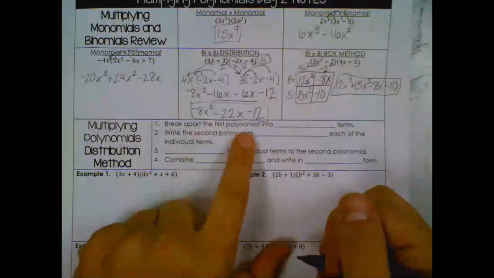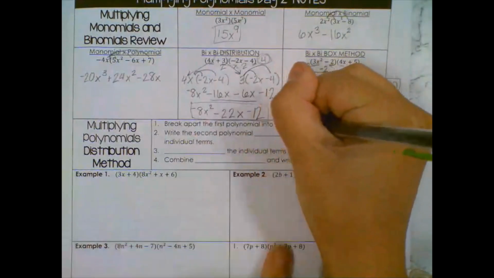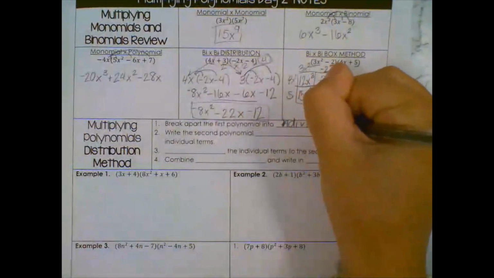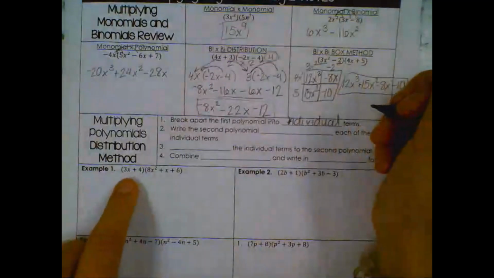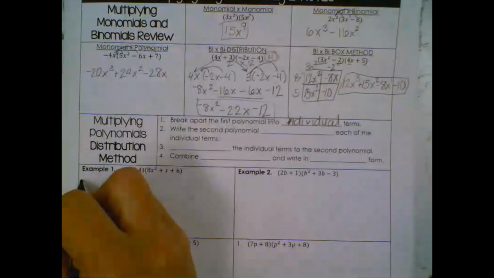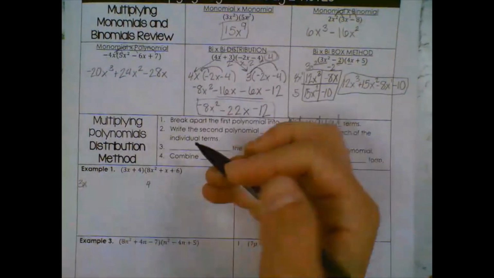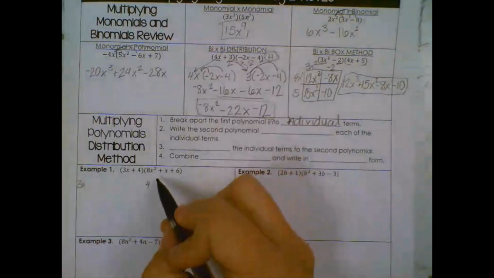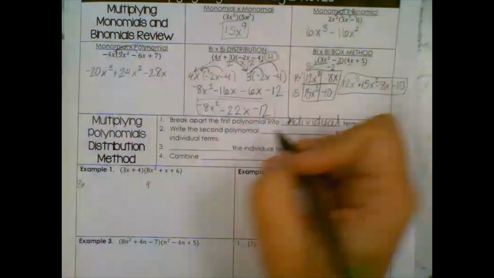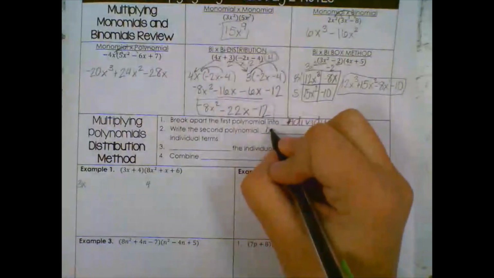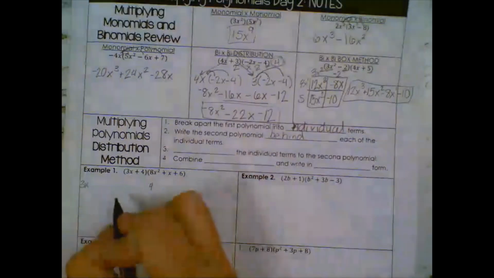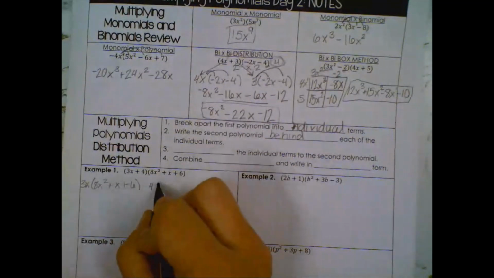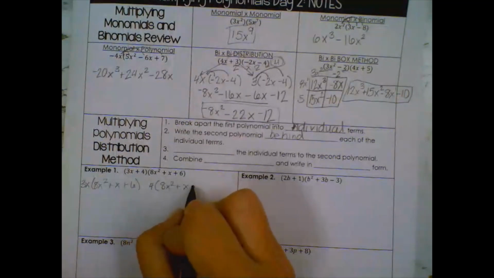So same rules. We're going to break apart the first polynomial into individual terms. So here our first polynomial, break it apart, same as before, into two terms, so 3x and 4. Now because I'm multiplying by a larger one, I'm going to put a lot of space between them because I have to write this behind both of them. So what we'll do then is write the second polynomial behind each individual term. So 8x squared plus x plus 6, and then 8x squared plus x plus 6, right?